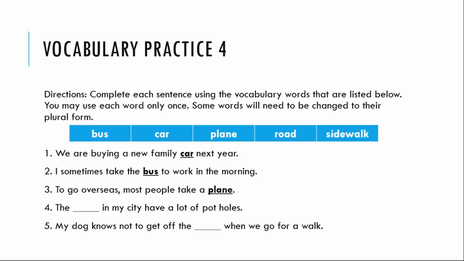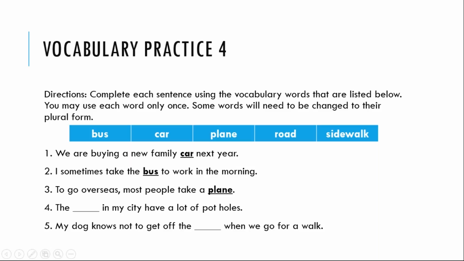All right. Here we go. Next one. The blank in my city have a lot of potholes. The blank in my city have a lot of potholes. ¿Cómo se dicen potholes en español? Potholes son los huecos que se le hacen a las carreteras cuando no las arreglan por mucho tiempo. Se hacen esos huecos bien grandes que pueden dañar las llantas de los carros. Those are called potholes. Eso es lo que se llaman potholes.